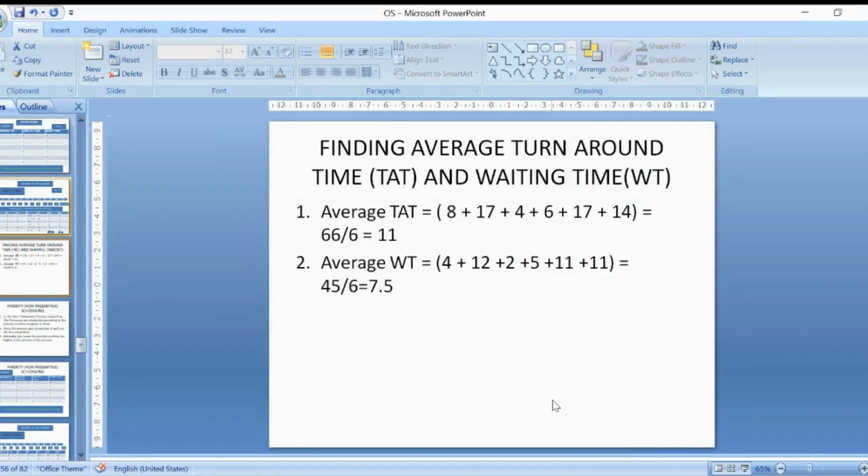Now, after finding the turnaround time and waiting time, we are going to calculate the average turnaround time and average waiting time. So the average turnaround time is the total value of the six processes, that is 66, divided by the number of processes, that is 6. So the average turnaround time is 66 divided by 6, that is 11. The average waiting time is the total value of the six processes, that is 45, divided by the total number of processes, that is 6. So the average waiting time is 45 divided by 6, that is 7.5.